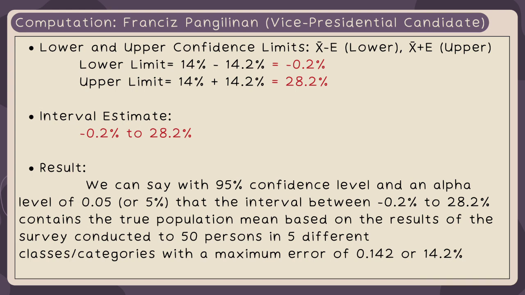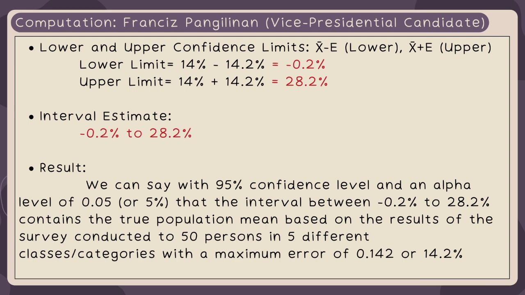Get the lower limit. 14% minus 14.2% is equal to negative 0.2%. Proceed with the upper limit. 14% plus 14.2% is equal to 28.2%. Our interval estimate now is negative 0.2% to 28.2%.